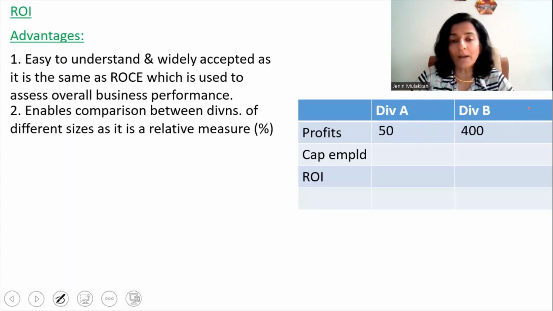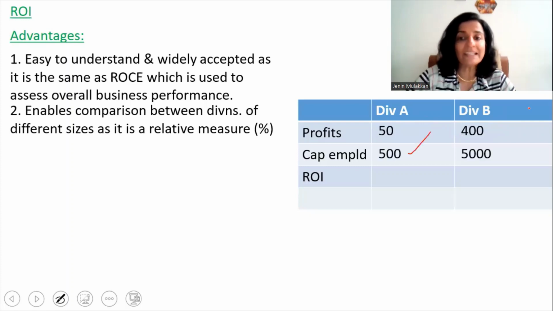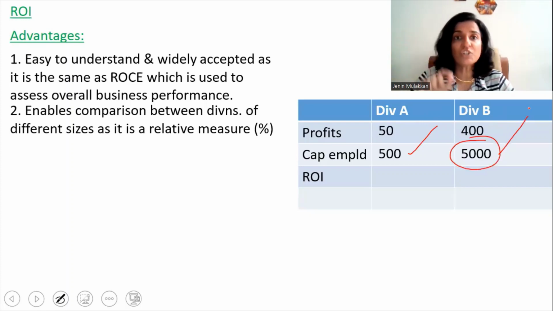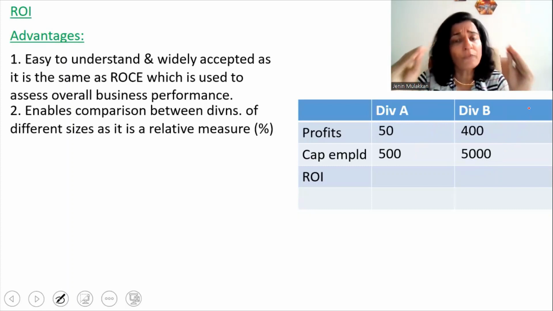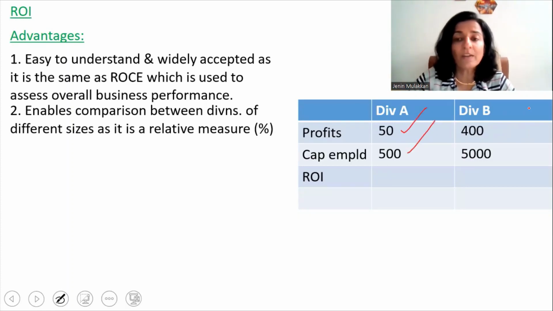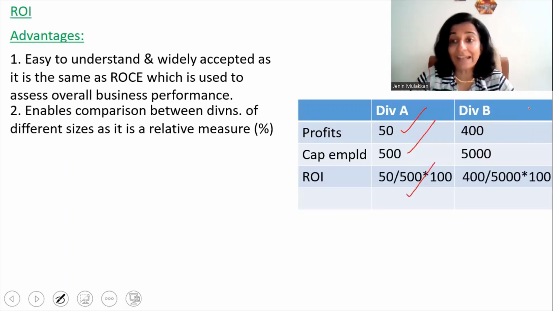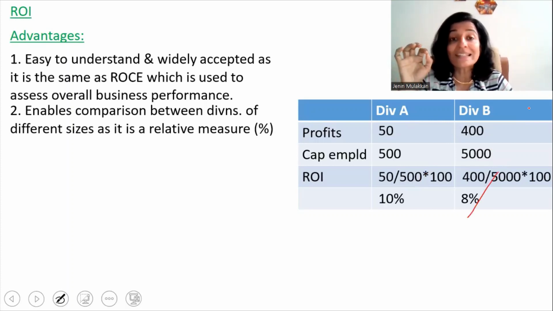Now, let's calculate the ROI. So the capital employed of division A is 500 and that of division B is 5,000, which means that division B is a much bigger division when compared to division A. Now, what is ROI? ROI is nothing but profits of that division divided by capital employed, or it is 50 divided by 500 into 100 for division A, and for division B, it is 400 divided by 5,000 into 100, which means that the ROI for division A is 10% and that of division B is just 8%.